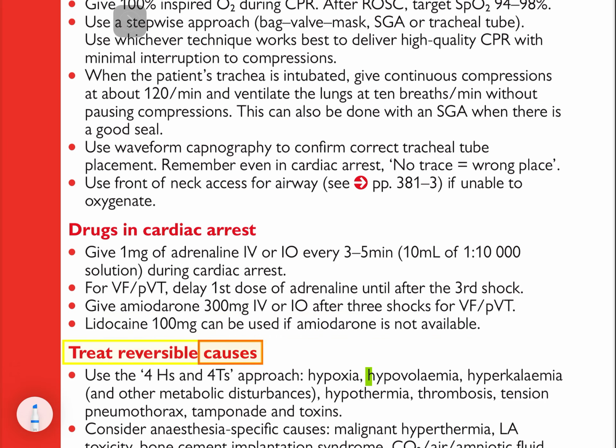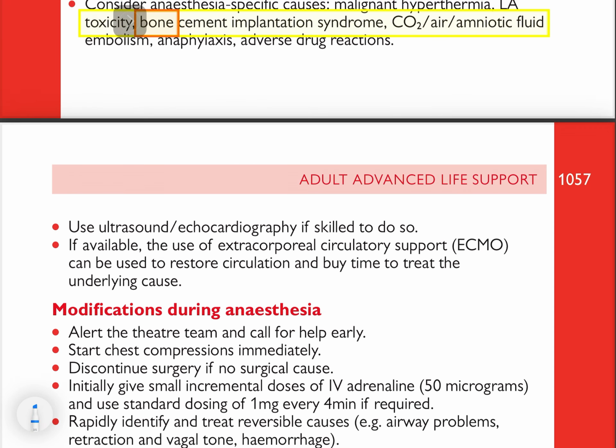Treat reversible causes. Use the 4H's and 4T's approach: hypoxia, hypovolemia, hyperkalemia and other metabolic disturbances, hypothermia, thrombosis, tension pneumothorax, tamponade and toxins. Consider anesthesia-specific causes: malignant hyperthermia, LA toxicity, bone cement implantation syndrome, CO2/air/amniotic fluid embolism, anaphylaxis, adverse drug reactions. Adult advanced life support 1057. Use ultrasound echocardiography if skilled to do so, if available.